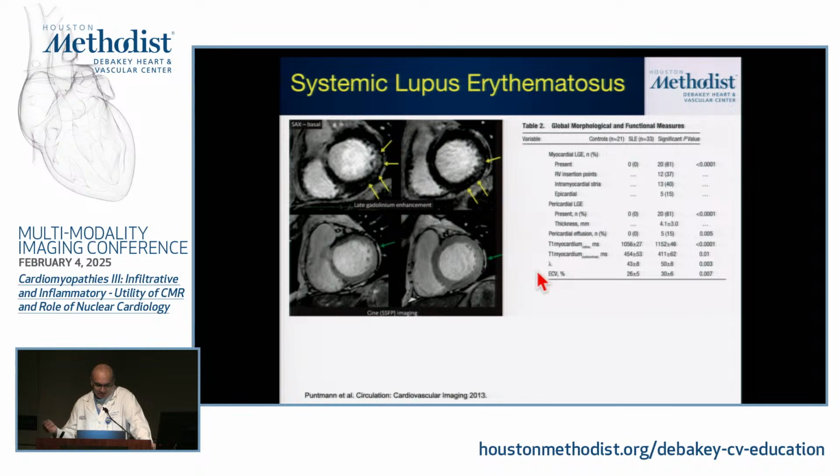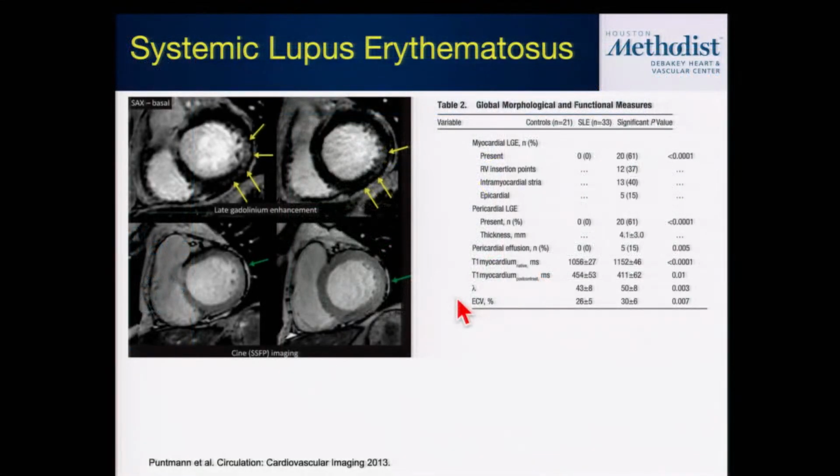Let me move on to some other conditions besides sarcoidosis. So here's an example of a study looking at patients with SLE, systemic lupus erythematosus. And again, noticing several findings that were abnormal in these individuals. One, obviously, is the presence of LGE in these individuals.